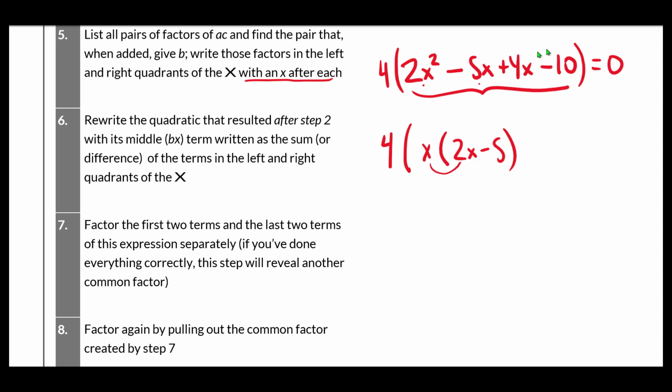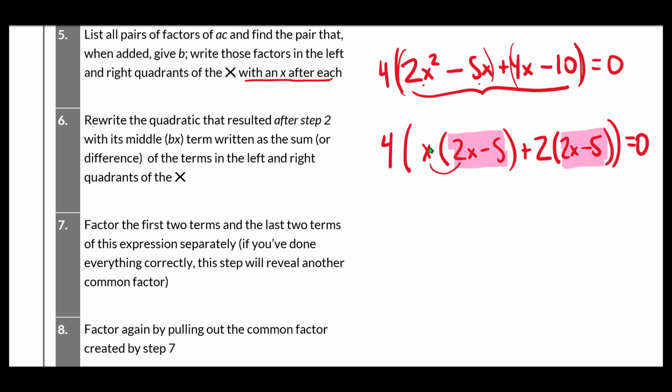And from the 4x minus 10, what can I pull out there? I can pull out a 2. So I'm going to pull out a 2, and inside I'm going to have 2x minus 5. I'm going to write the rest of my equation there. So again, I pulled an x out of the first 2 terms, and I pulled a 2 out of these 2 terms, and I'm left with this. Now, if you have done everything correctly up until this point, you will always see a common factor up here.